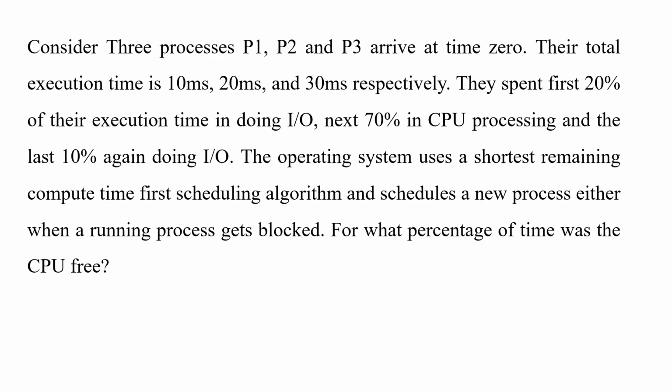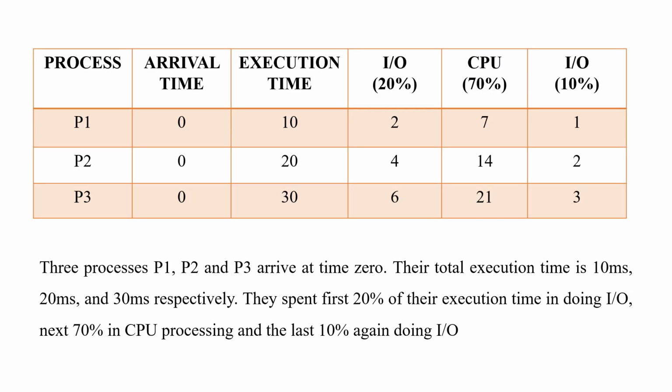So how to calculate the CPU percentage? First, you want to convert this paragraph into a table. So here you have a table. P1 is spending the first 2 seconds, P2 the first 4 seconds, and P3 the first 6 seconds in IO. Next, what about the CPU time? P1 has 7, P2 has 14 milliseconds. So here you apply your SJF preemptive.